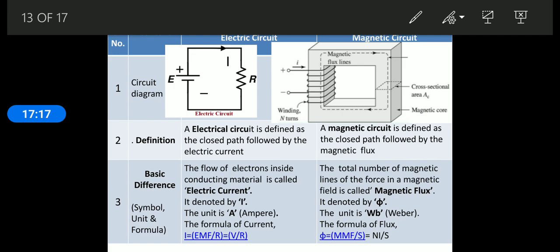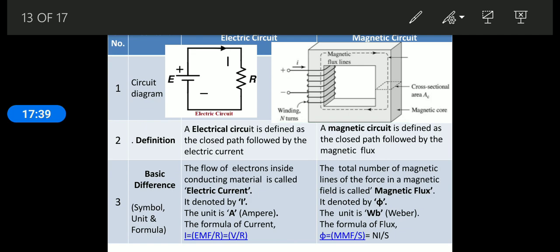Then what is an electrical circuit? Second point, definition. The electrical circuit is defined as the closed path followed by electric current. What is the magnetic circuit? The magnetic circuit is defined as the closed path followed by magnetic flux.